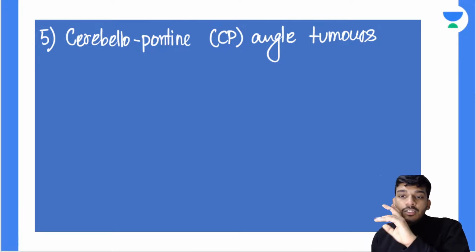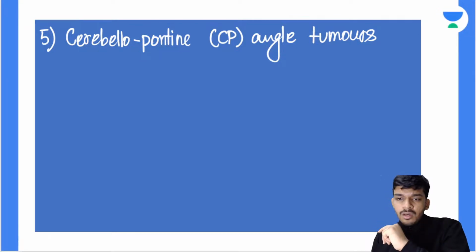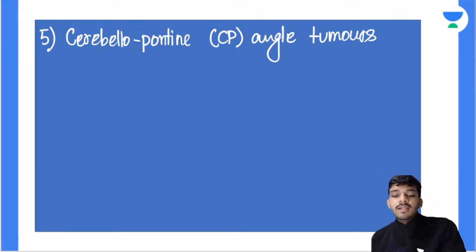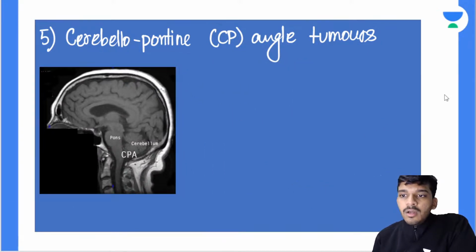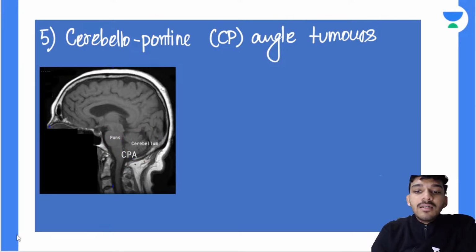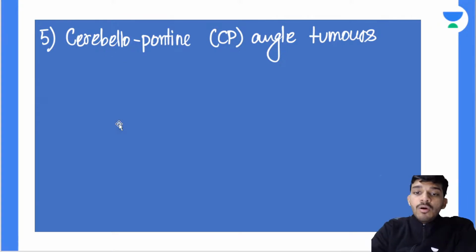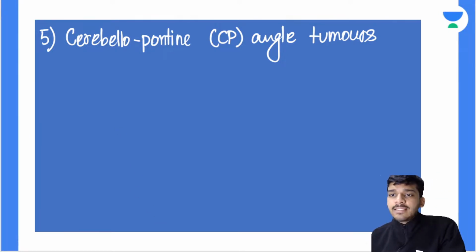Cerebello-pontine angle. So let me show you this in radiology, because it's a very important thing. Okay, let's understand. Basically, this here is the pons, this is the cerebellum. An angle is formed here between them that is called the cerebello-pontine angle. This region is called the CPA. We can even take an anatomical image and understand what happens at this cerebello-pontine angle.